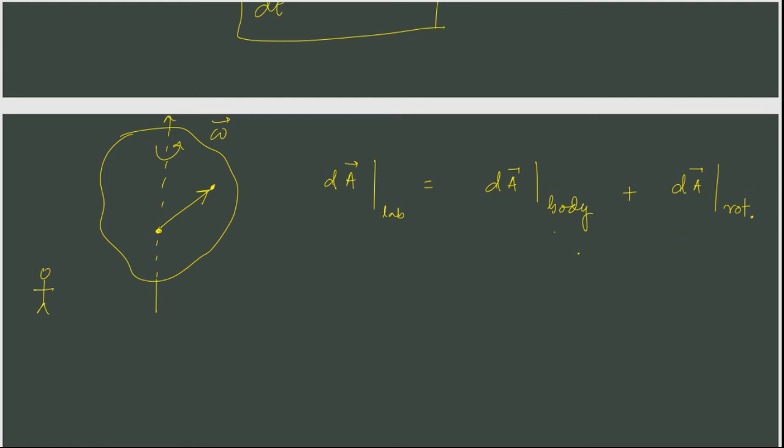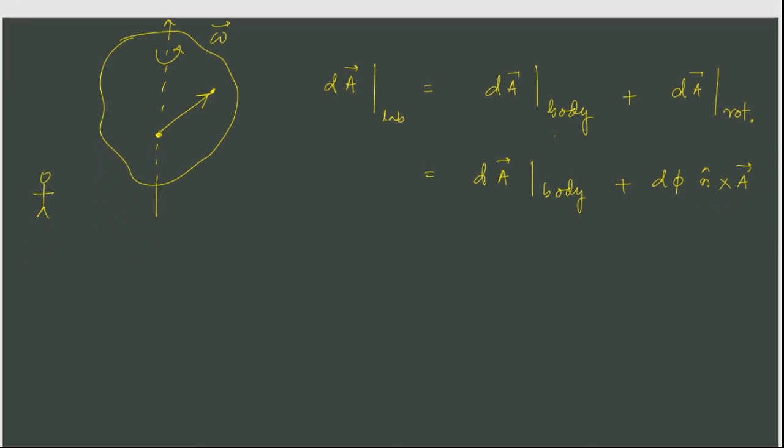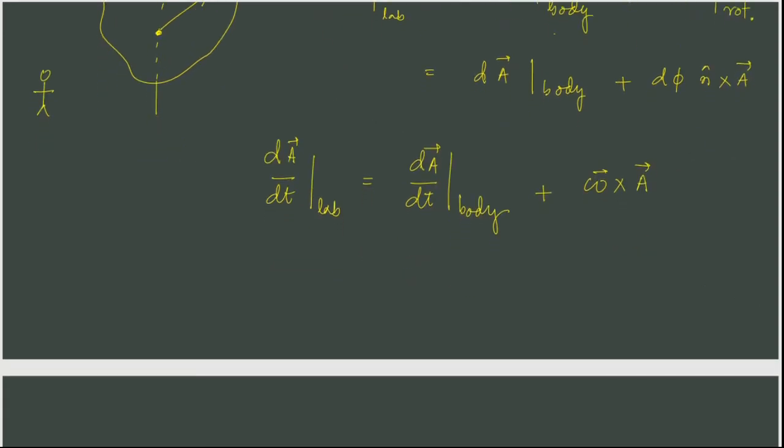There's no rotation. On the other hand, for a fixed object, meaning A is not changing with respect to the body frame, then this dA body would be 0 and dA rotation would be the only term which remains. In this dA rotation we calculated just now, we know that it would be like d phi, something like this. We just calculated that. So the rate of change with respect to the laboratory frame is now easy to define. It is given by that's it.